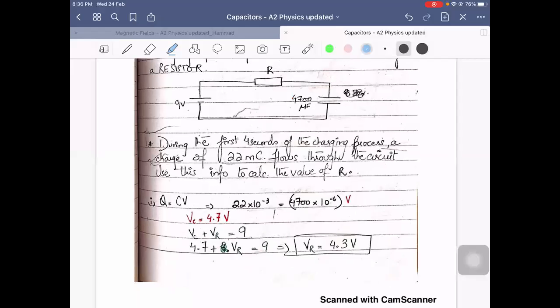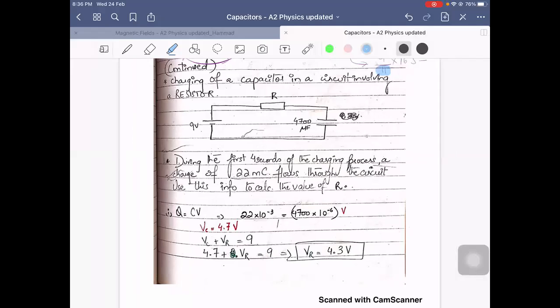During the first 4 seconds of the charging process, a charge of 22 microcoulomb will flow through the circuit. Use this information to calculate the value of the resistor R. Please understand that Q is equal to CV. Your charge is provided, 22 microcoulombs. Your voltage value needs to be found out because you have just consumed 4 seconds of the charging process.